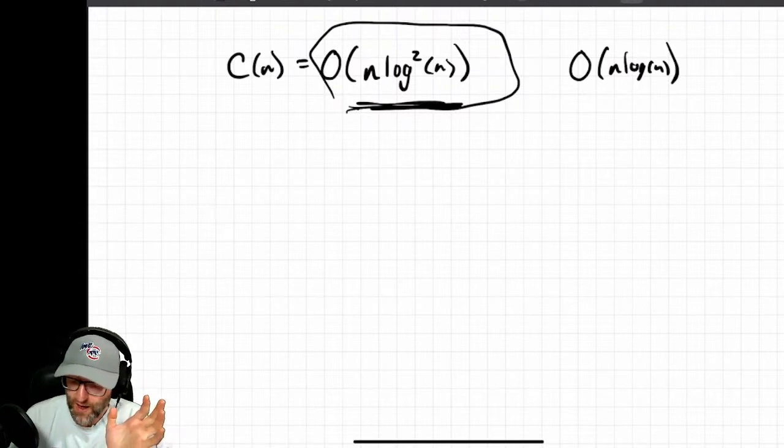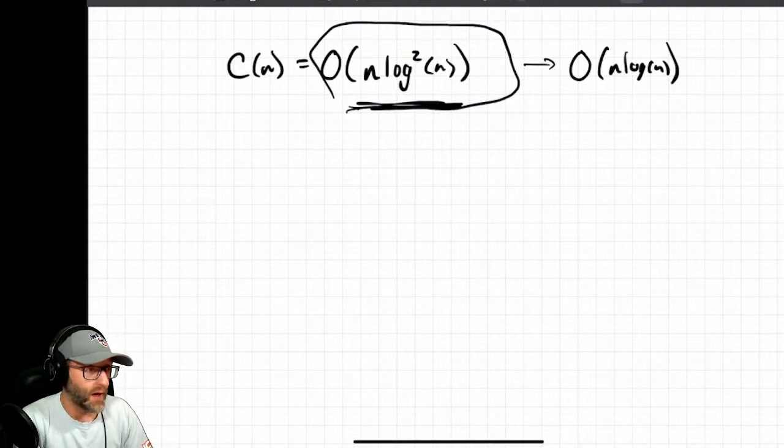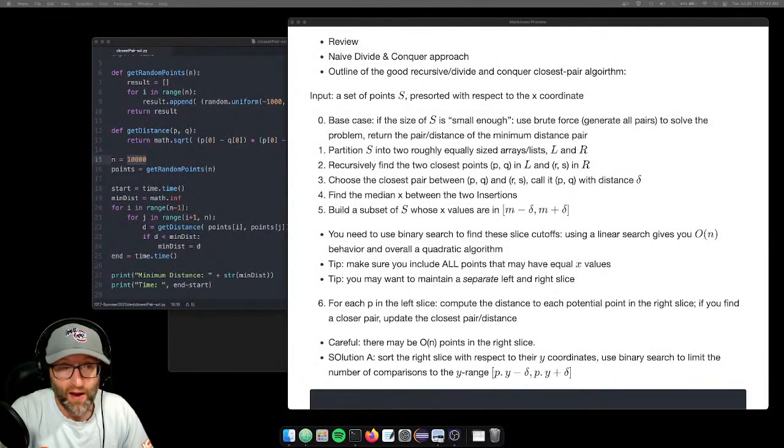How can we actually improve to an actual order n log n? Unfortunately, a lot of presentations don't go into this. What I had to do is go back to the original paper from the 70s or something like that to find out what they did to actually achieve order n log n.